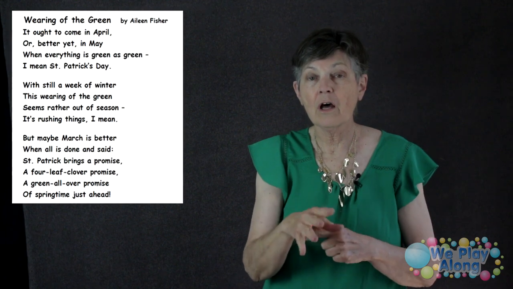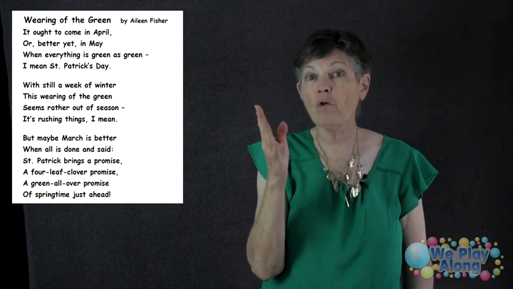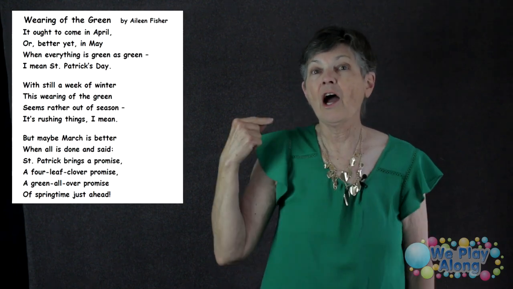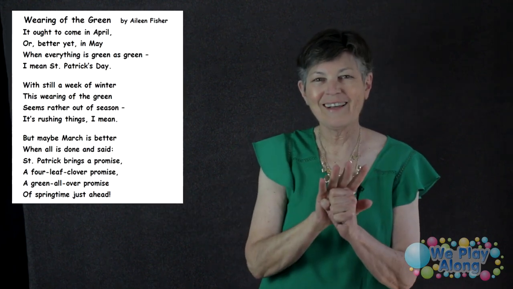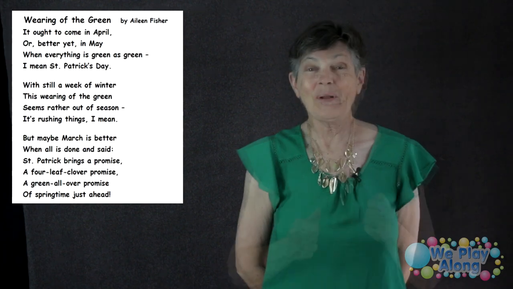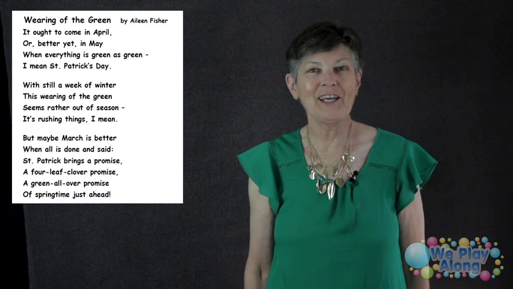four-leaf clover is grass, so we're going to do the sign for grass. So it would be a four-leaf clover promise, a green all-over promise of springtime just ahead. So let's do the poem, Wearing of the Green by Aileen Fisher.